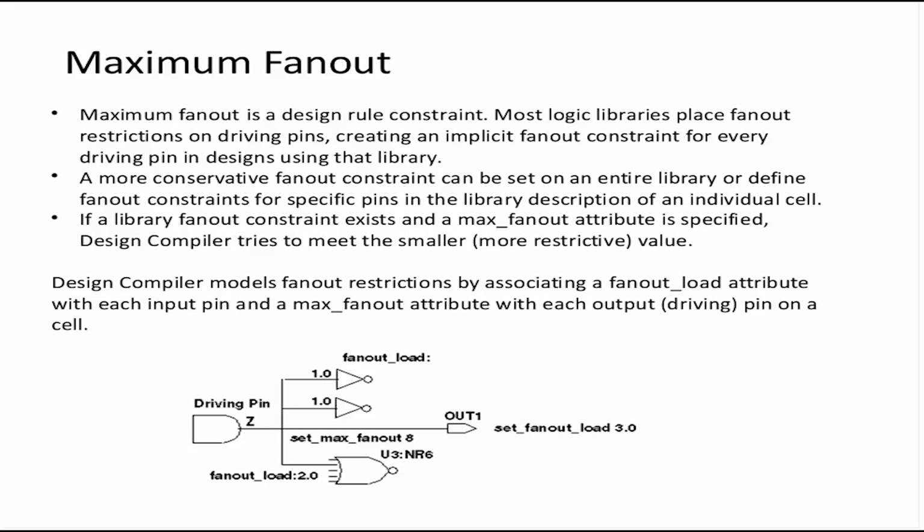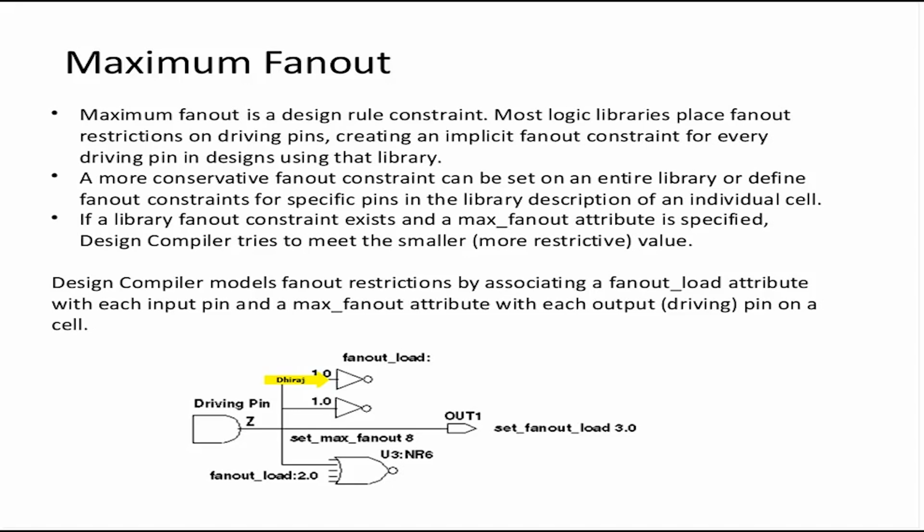So now the fan out has two parts. One is the input part, one is the output part. See this example. Now the driving pin Z sees, so now it drives 4 pins, 2 inverters, 1 output port, and 1 multi-input NOR gate. Now from the library, the value 1.0, that is the fan out load, comes from the library. So this is the fan out load seen at the input of this inverter.